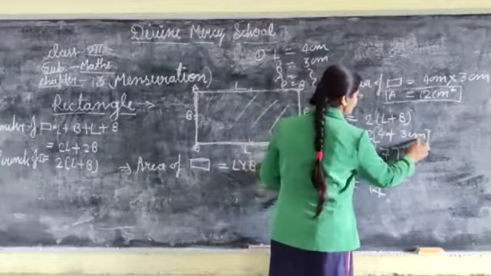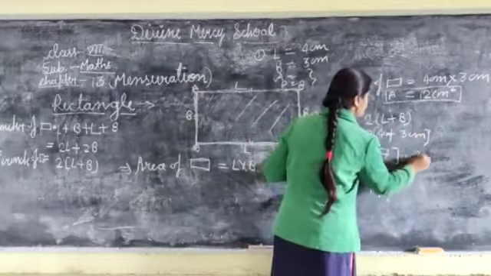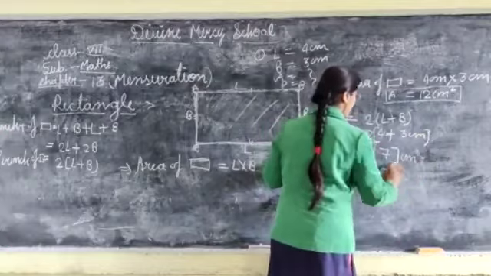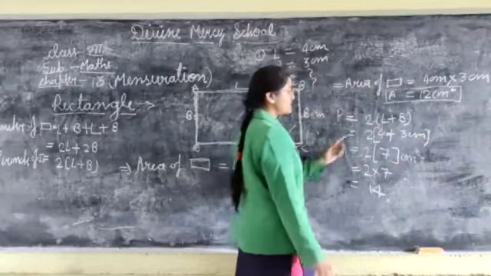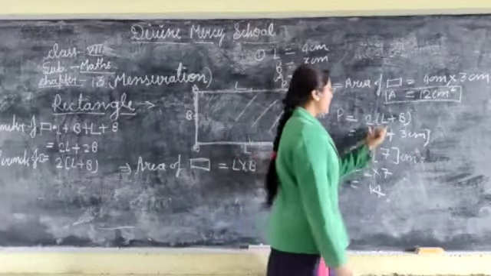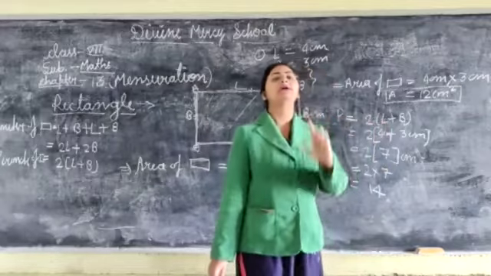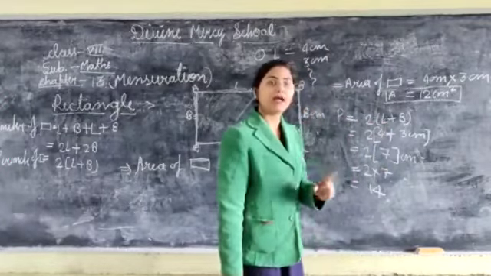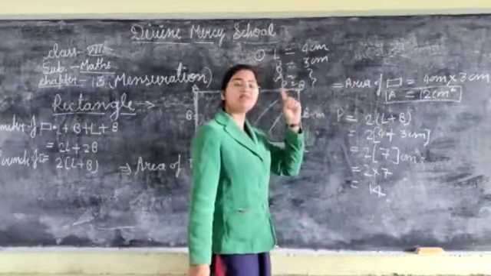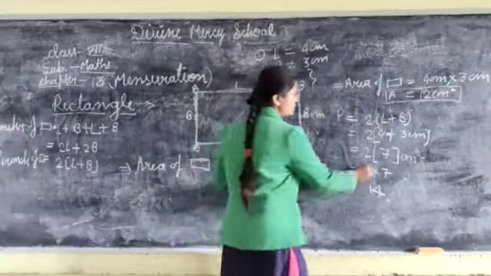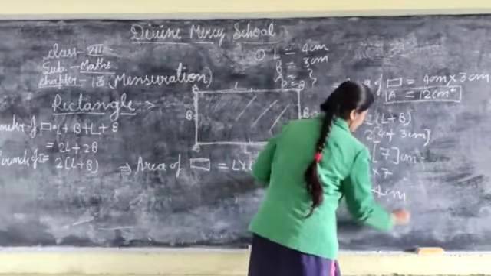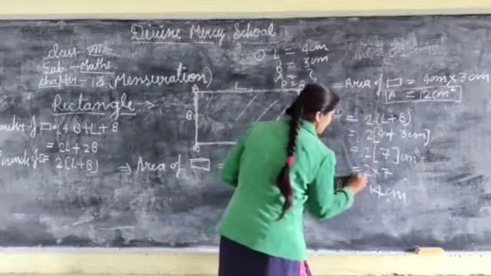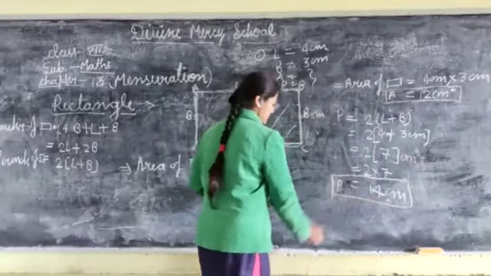But here, centimeter square? Sorry, here it is only centimeter, because this is the perimeter. Perimeter, we can't write centimeter square. We have to write always in one unit, that is centimeter. Okay? So 2 sevens are 14 centimeter. This is the perimeter of the rectangle.